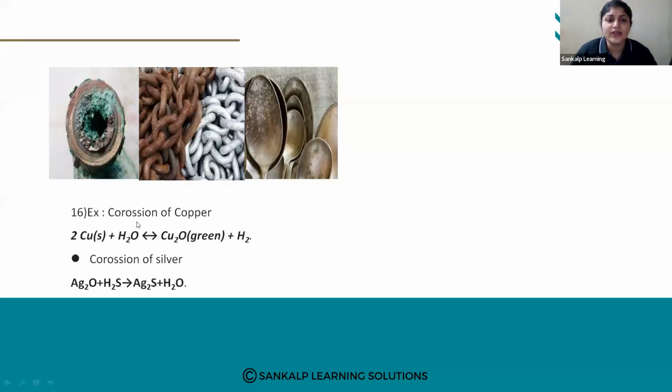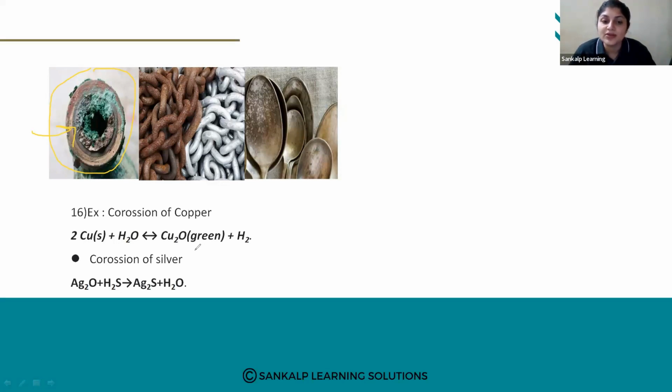You can see here, for example, the corrosion of copper. If you keep copper unclean, it gets corroded to green. You can see it in this diagram. Copper has a coppery shine, but if it is left like that, it reacts with water and becomes cupric oxide, Cu2O.